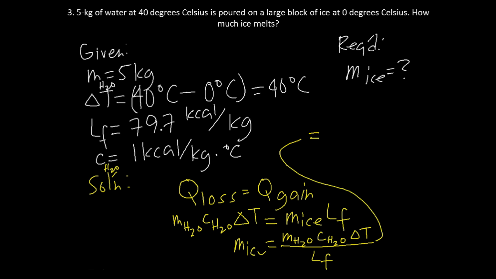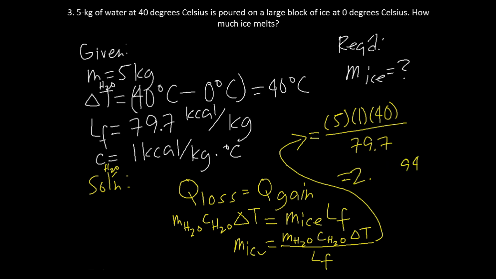Now we're going to have M H2O, so that's 5 times 1 times 40 over LF, that is 79.7. So computing all of that in our calculator, we will have 5 times 40 divided by 79.7. We will have 2.5094 kilograms. So that's it for this problem.